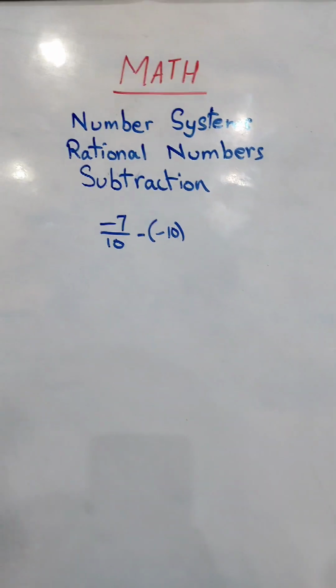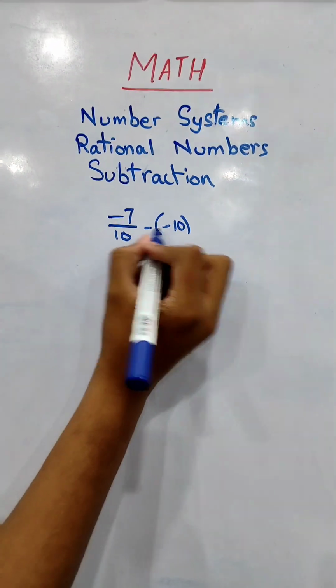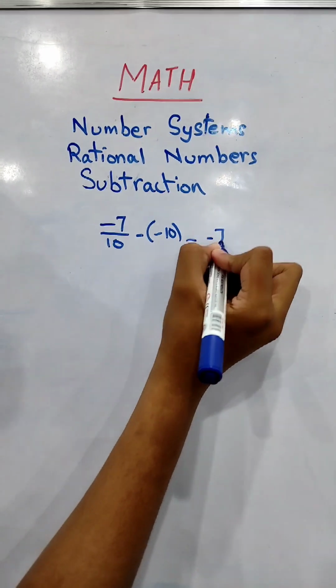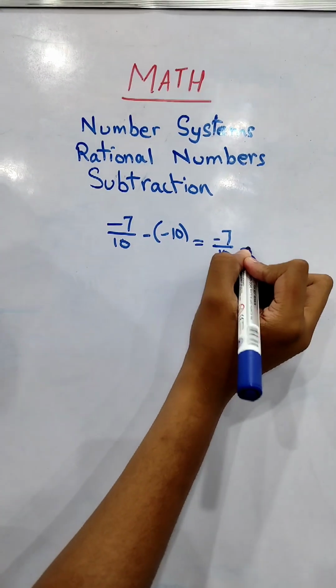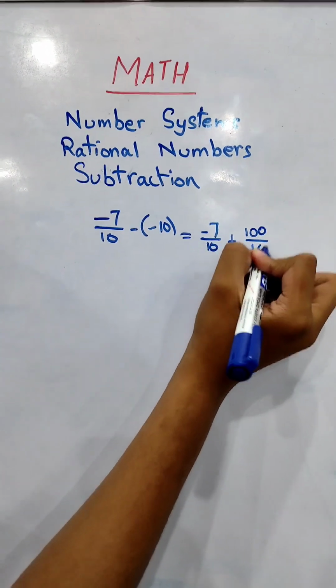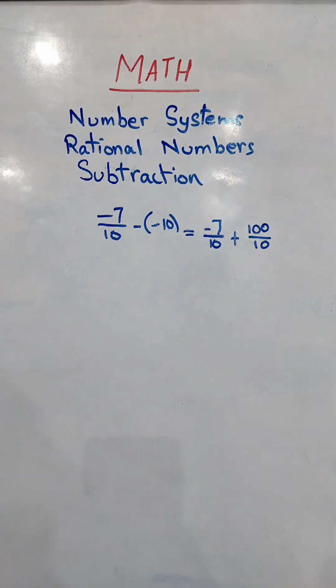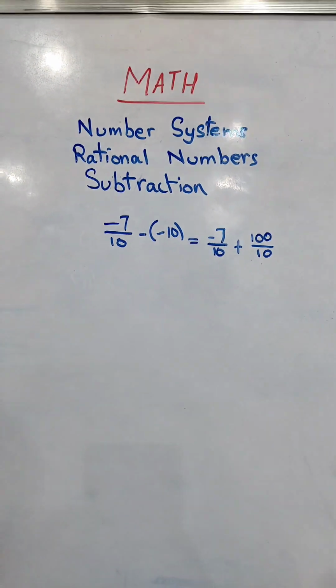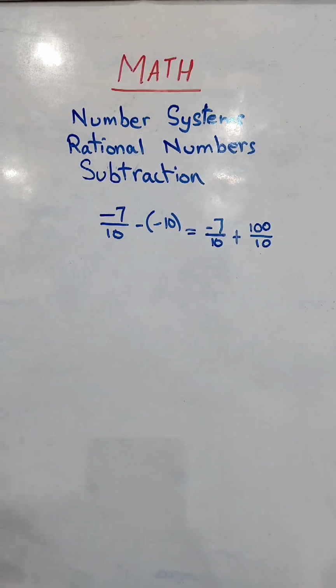So it's again very simple, that we have learned earlier, as minus of minus becomes plus, so it will be minus 7 by 10 minus, it becomes plus, so it will be 100 by 10. This is different from what we have done earlier, as we have done minus 10 earlier. This time we are doing minus of minus, which became plus.